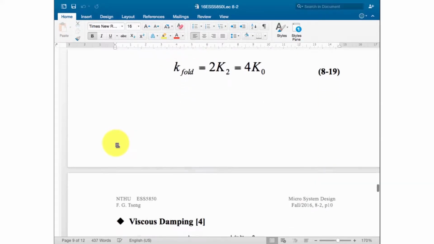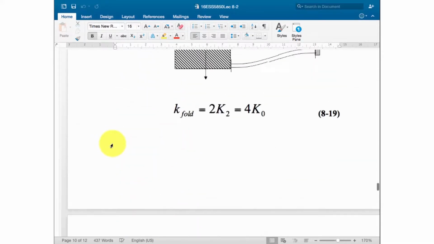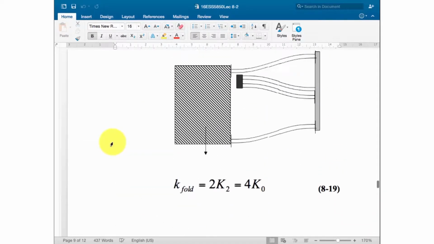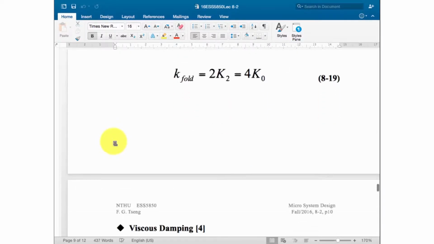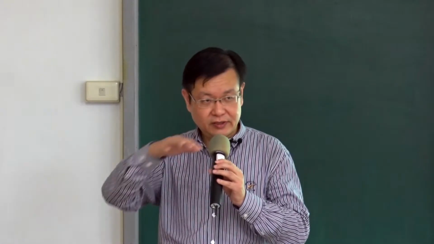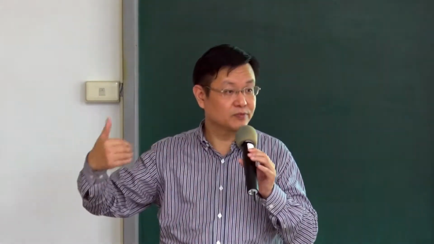Okay, so this is the folded beam. This is the spring constant for the system. Now we consider the damping. Because it's a dynamic system, we consider the mass, the damping, and also the spring constant.